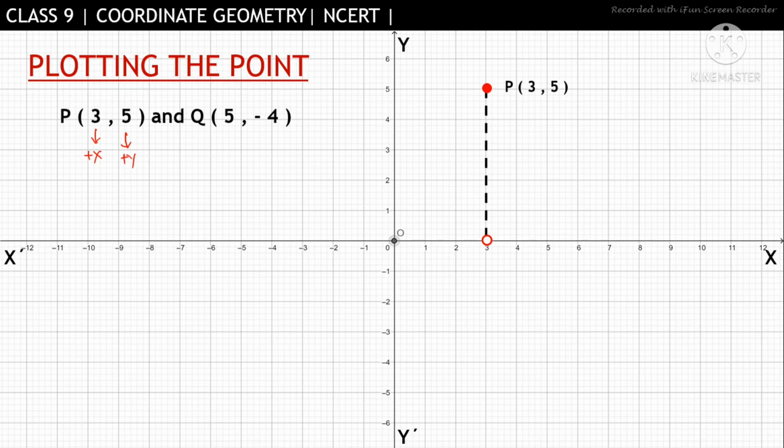Similarly, now for point Q, first we'll start from the origin and move along the positive x. You can see here, this is positive x. So we'll move along the x-axis first 5 units. Then from that point, again we'll draw a perpendicular 4 units towards the negative y. Negative y is downwards. So towards the downwards, we'll draw a perpendicular and reach our point Q, which is (5, -4). So this is the logic. Let's see some more questions.